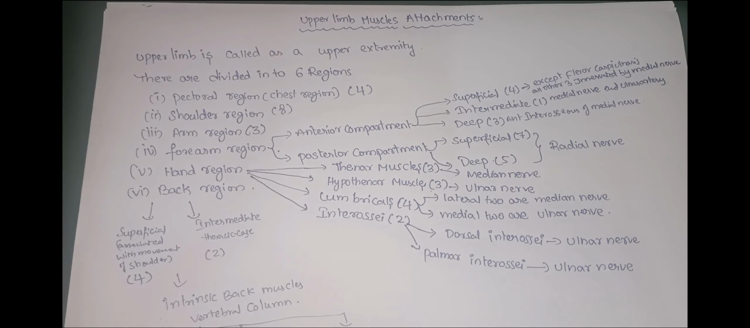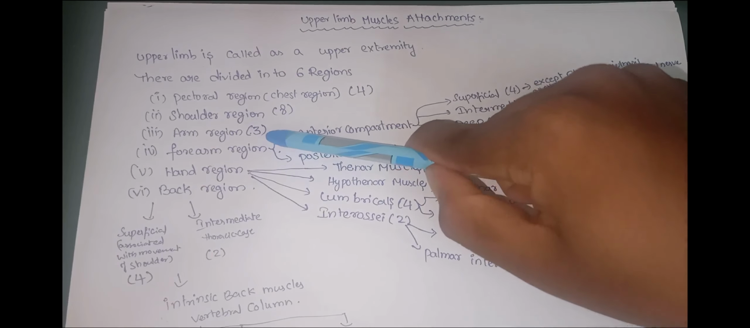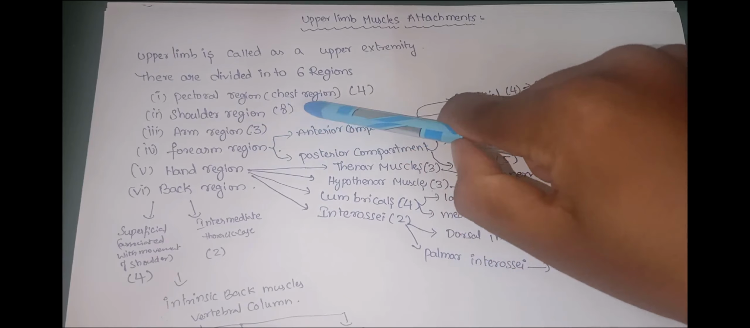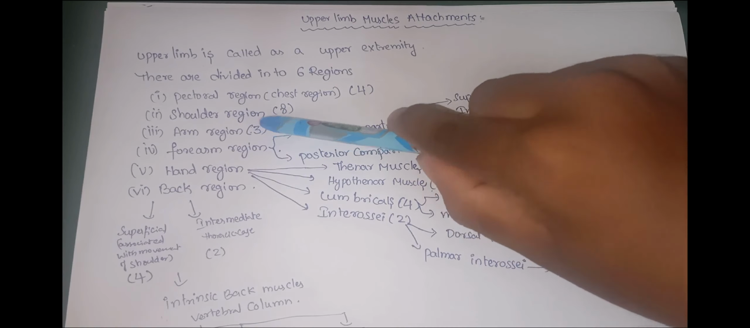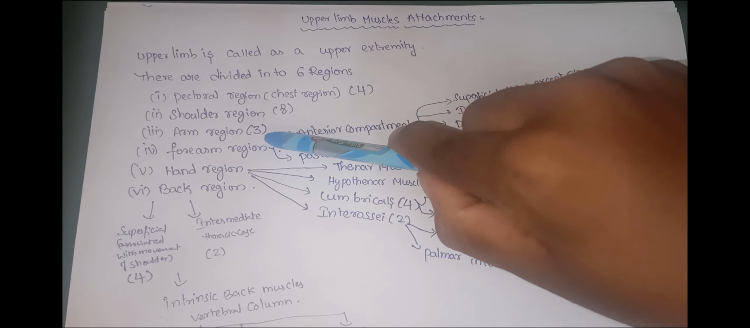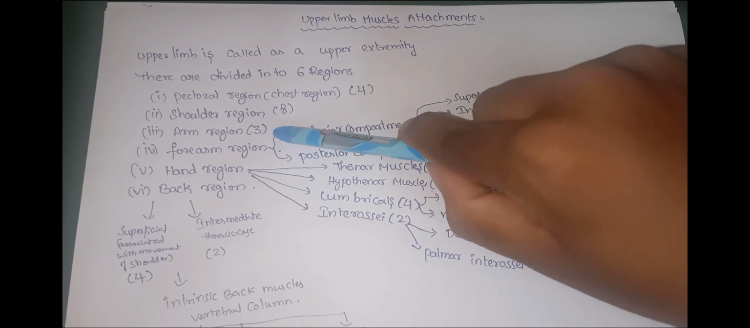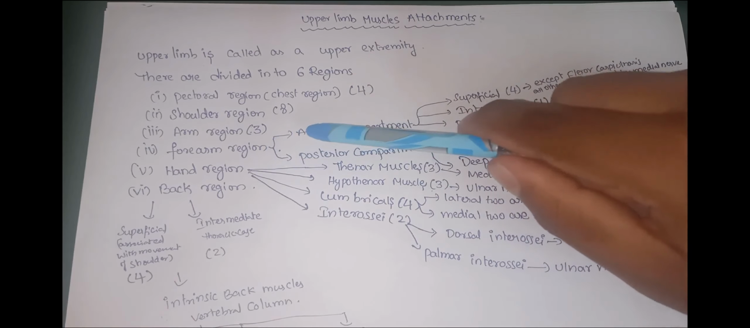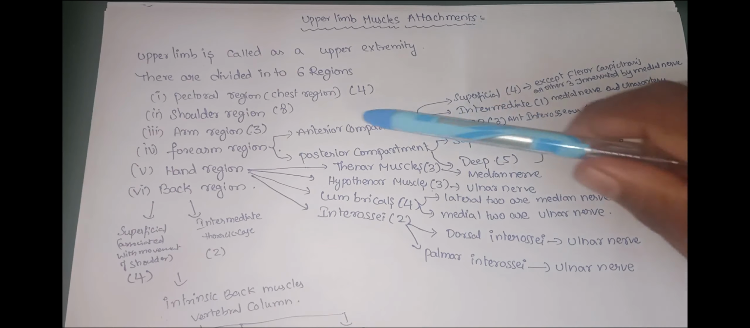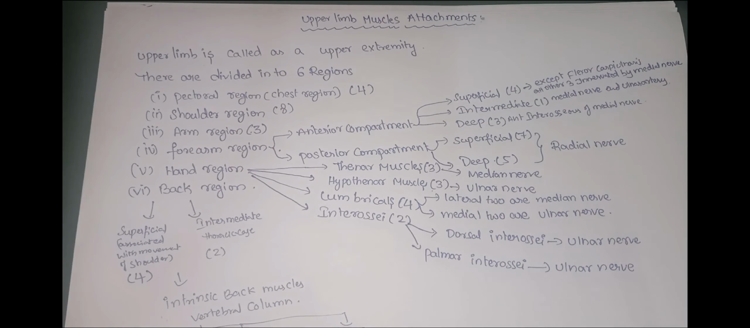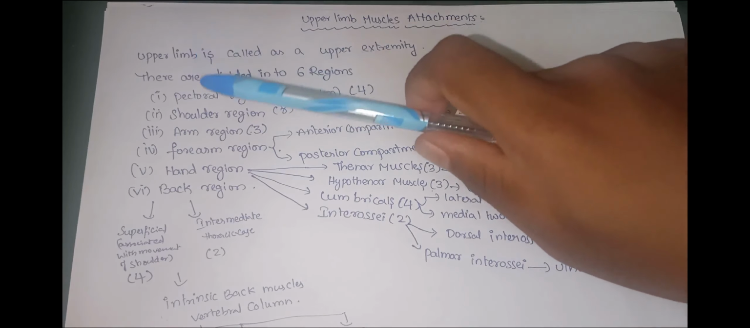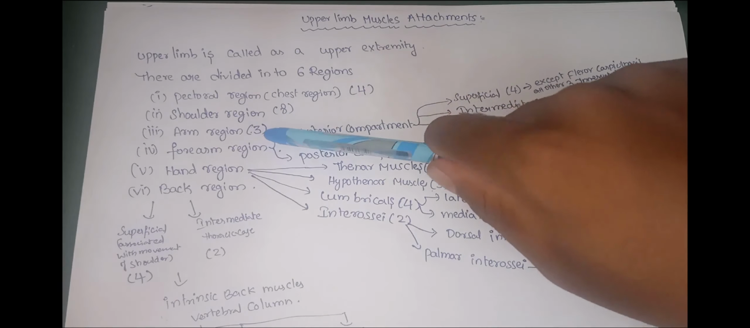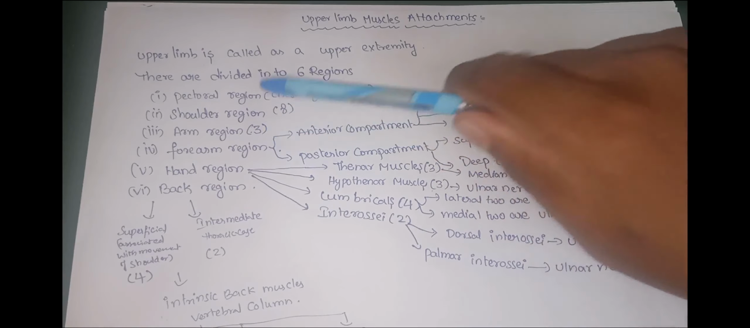Okay, next, the arm region. How many muscles are attached in the arm region? There are 3 muscles attached. 2 muscles are attached anterior to the arm and the remaining 1 muscle is attached posterior to the arm. So 3 muscles are attached on the arm region, 2 in the anterior region and 1 in the posterior region.